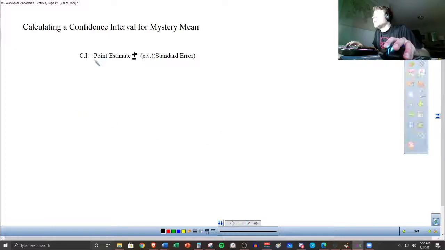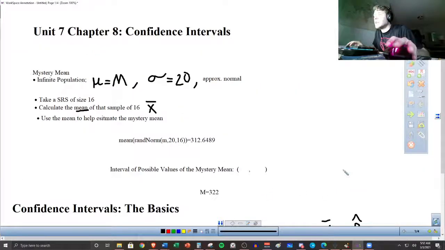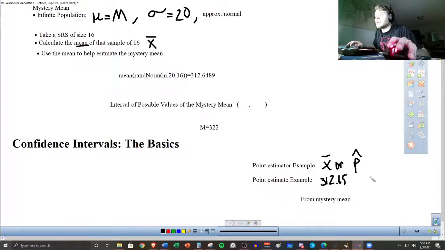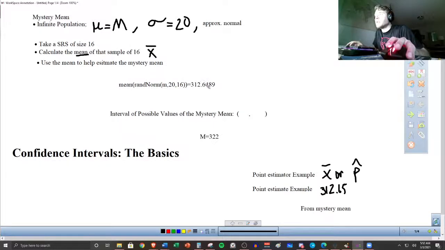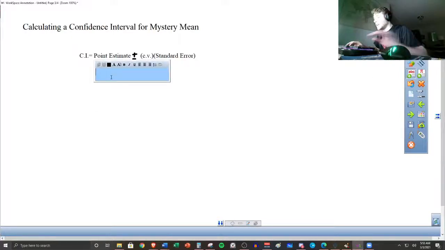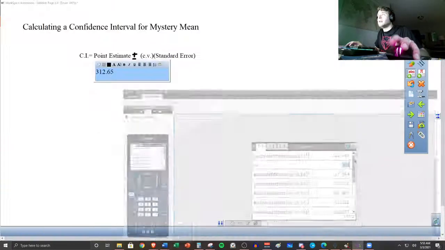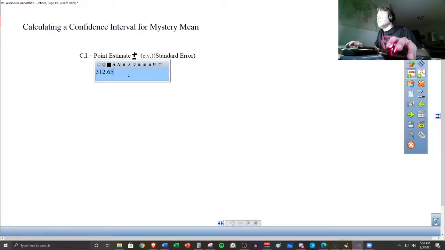Now, what is our point estimate? Well, we already know that from this first slide. We said point estimate, well, 312.65, so it was this number here that was our point estimate. So I'm going to go back over here, and we're going to start by saying point estimate, which was 312.65. That's our point estimate. Okay, we need to do plus or minus the critical value times the standard error of the statistic.